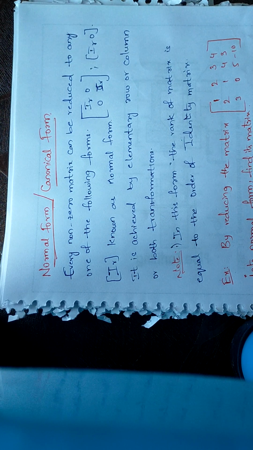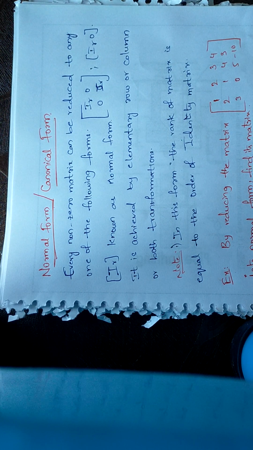Hello guys, in today's video we will be seeing about normal form or canonical form. In the previous video we have seen what is echelon form, right? Echelon form is used to find the rank by using only the row transformations. So what does normal form mean? Normal form or canonical form, one and the same. This form is used to find the rank of a matrix by doing row and column transformations.